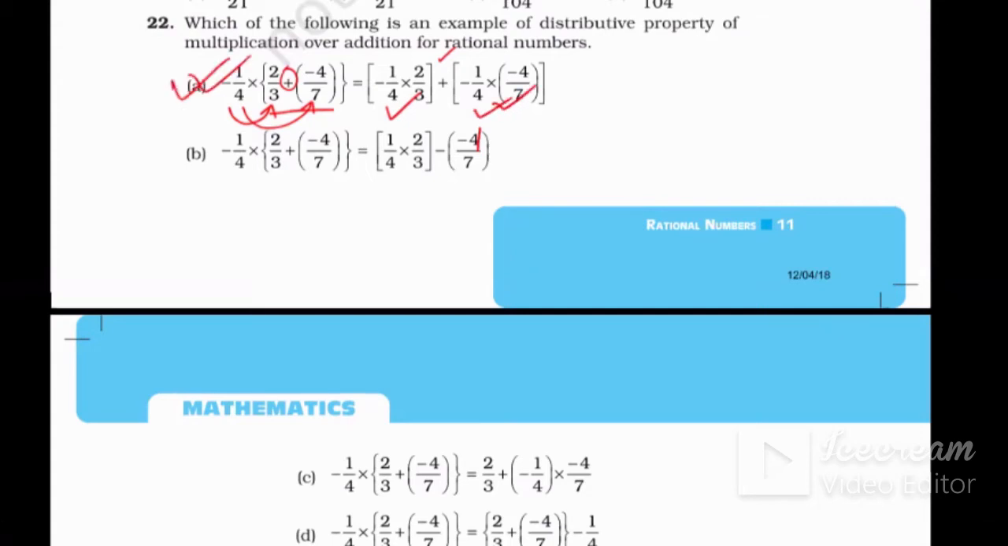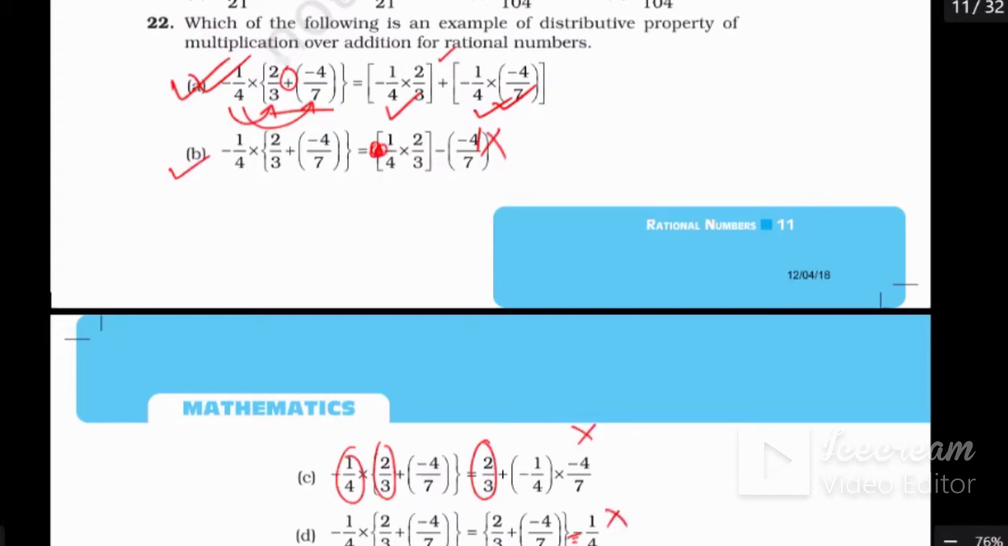Here, what is the problem in B? Minus 1 by 4, see the minus is removed here, so this is not correct. What about C? Minus 1 by 4, so here it's not multiplying. So this is 2 by 3 only. You have to multiply 2 by 3 by minus 1 by 4. And D also the same, just this is minus. So this is not correct.